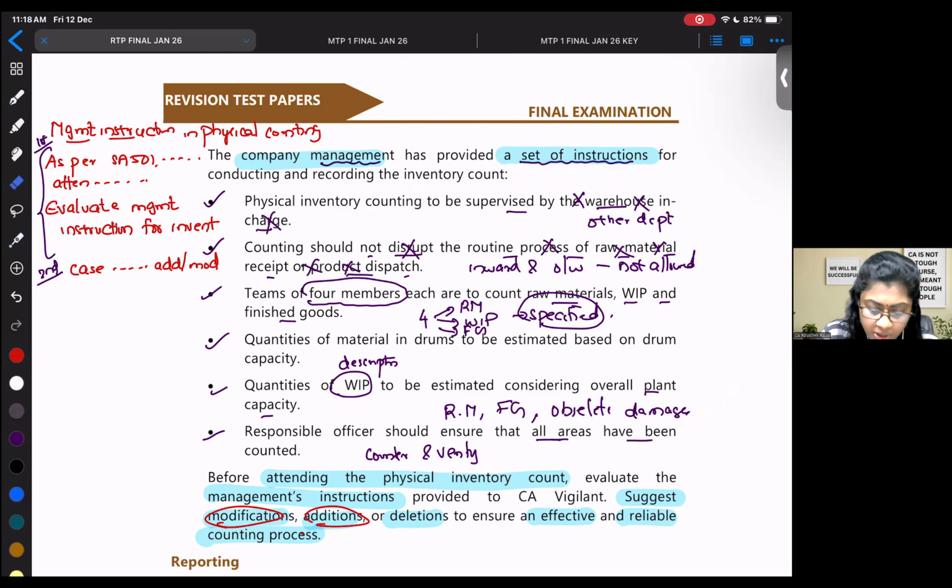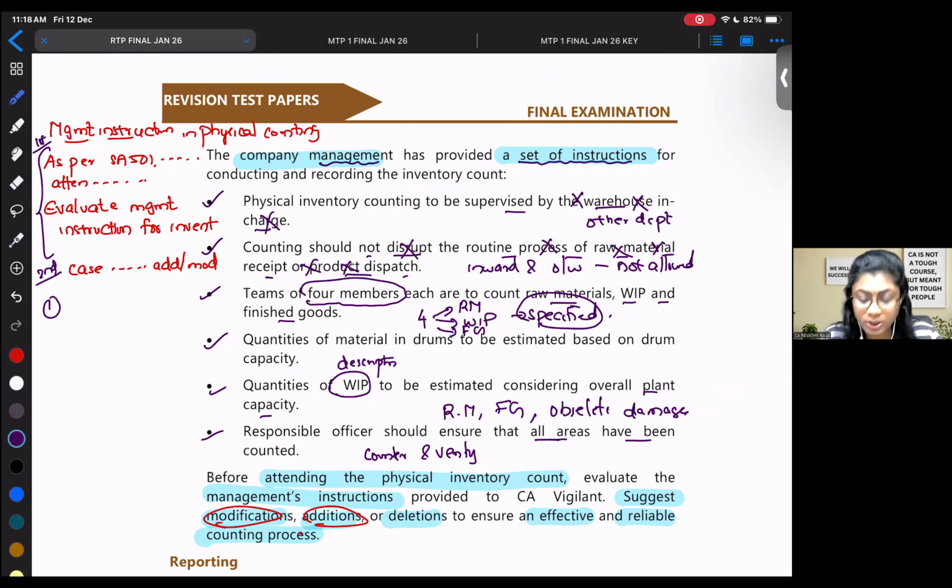Now, do you want me to repeat? So, first point, what will you write here? Watch out. The first physical counting is supervised by warehouse department persons. So what will you write? The answer is physical counting. And the first point: physical counting should be supervised by a responsible officer, preferably from other than warehouse.